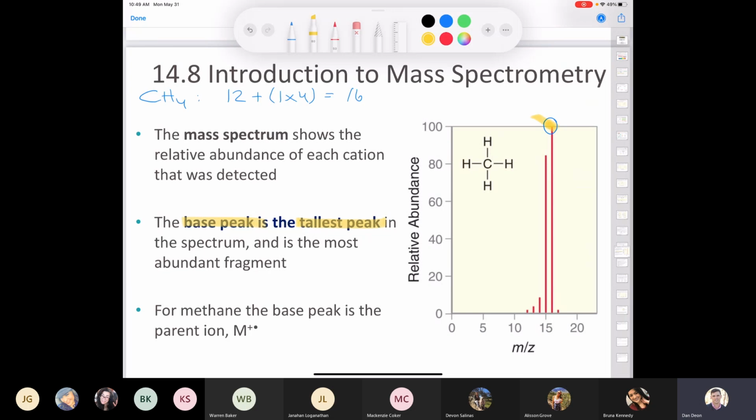So this peak here is the molecular ion, and it has a mass over charge of 16. If you don't follow me, look, you have 15 here, you move over one and you have 16, 17, 18, 19, 20.